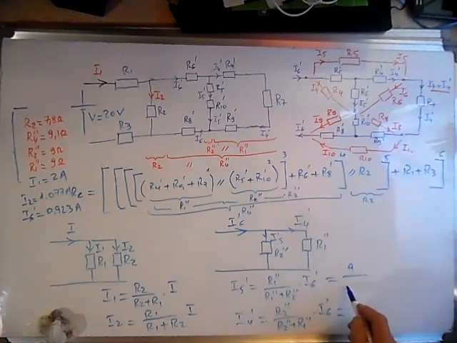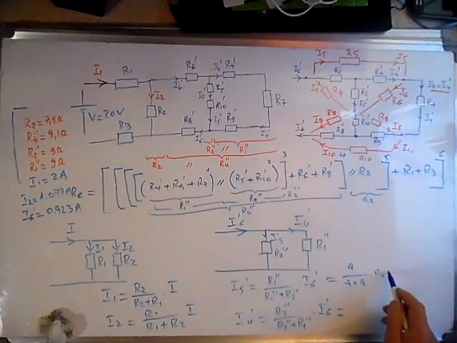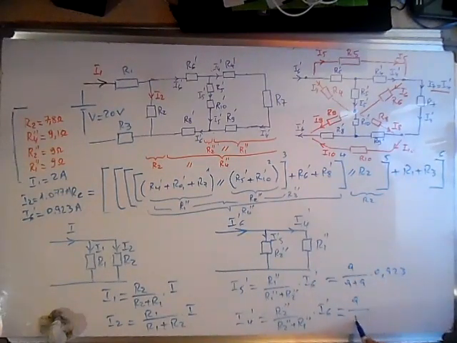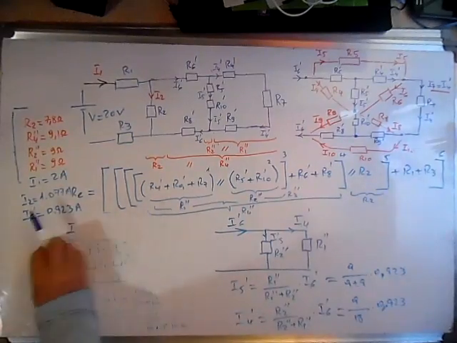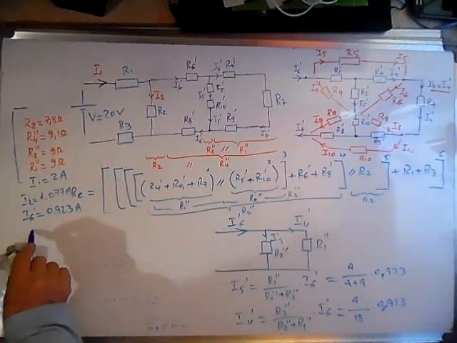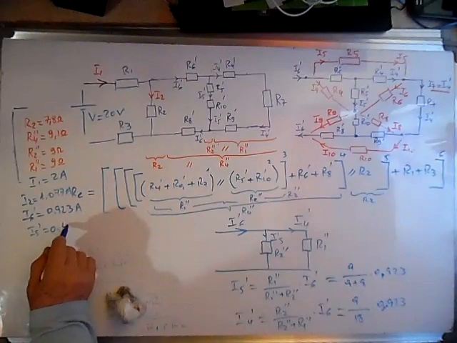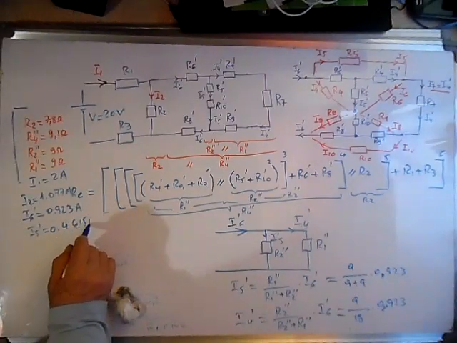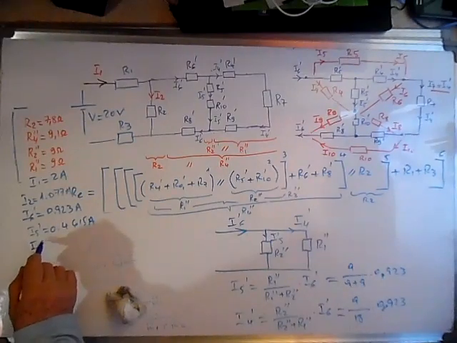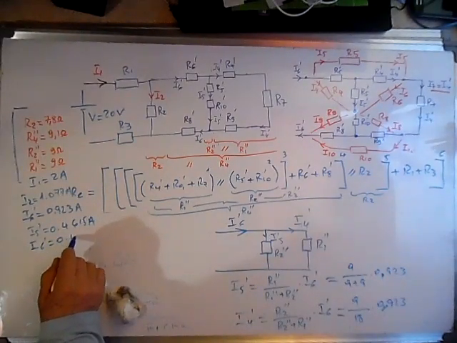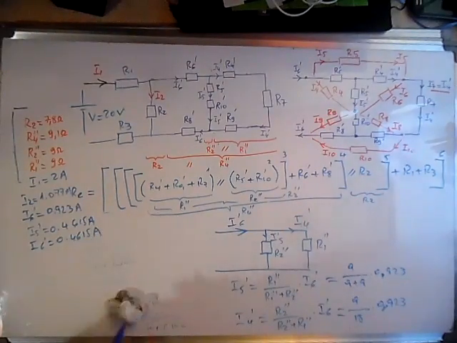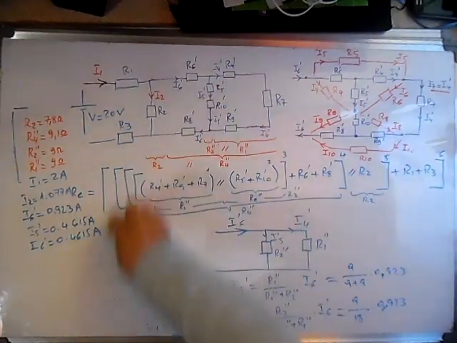This is 9 over 9 plus 9, times 0.923, and the same thing here. It means we have half of the current flowing in each of the branches. So we can write the result. I5 prime is equal to half this current, 0.4615 amps, and I4 prime is equal to 0.4615 amps. We have calculated these currents that flow.